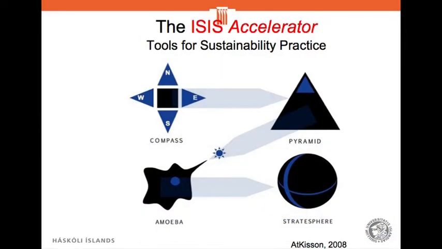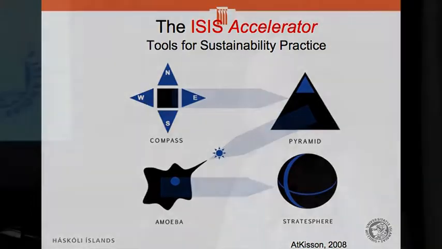And he starts with a compass, which looks at sustainability from various different pillars. And then he goes into the pyramid, which I've showed you before. And then he looks at how you can diffuse ideas using the amoeba principle into society or your organization or wherever you're working. And then you set strategy. So this is his compass.